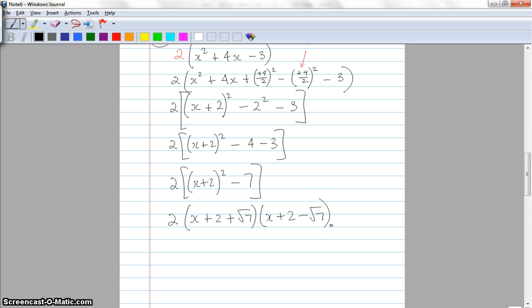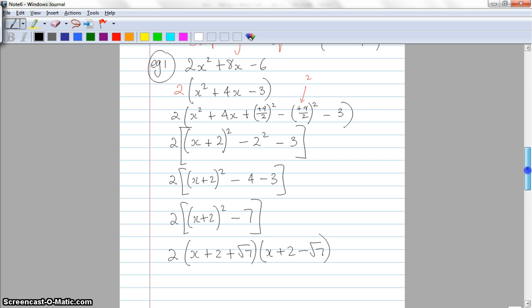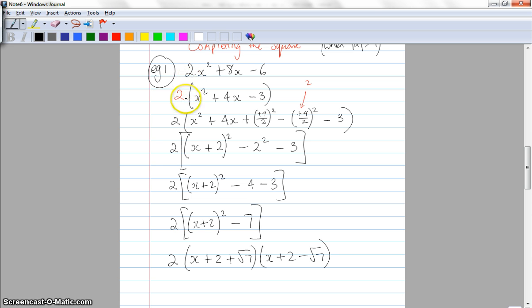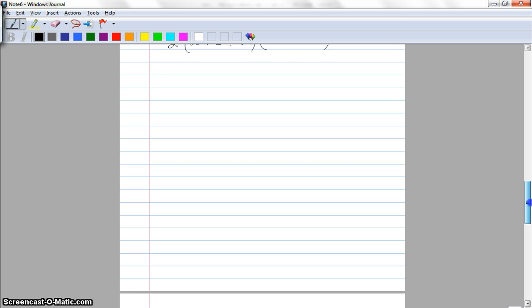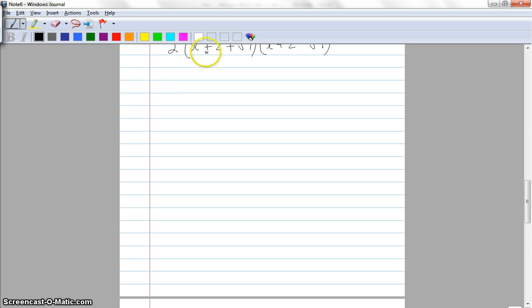I've completed the square. I think the one mistake that you guys might make is you don't follow this 2 all the way down. You must have that 2 there. Hopefully you've seen that and you can understand that. You might have a slightly different way of working that out, but hopefully you still get to the same answer in the end.